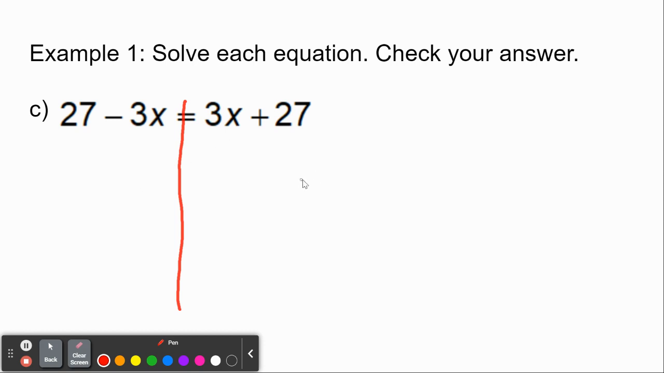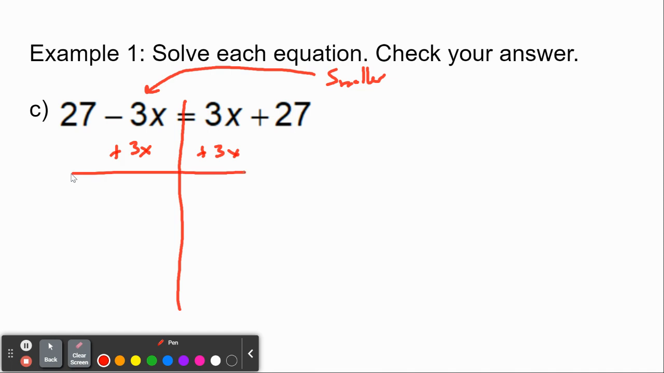So now we're going to move across the equal sign. If you notice here, the negative 3x is the smaller x. So we are going to move the negative 3x. It is a negative 3, so we're going to add it to both sides. Had we chosen to move this 3x to the left, we would have had to subtract it, which would have given us negative x's. Let's try to keep things positive. So 27 comes down, the 3x's cancel on the left. On the right-hand side, 3 plus 3 is 6, and then we bring down the plus 27.